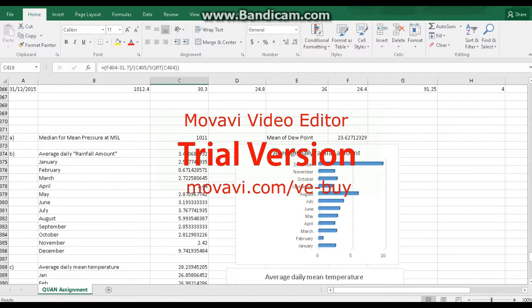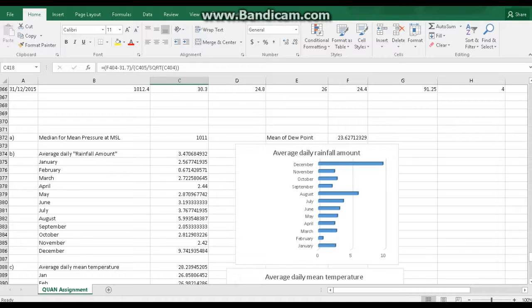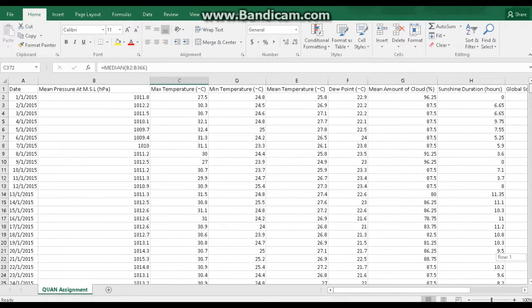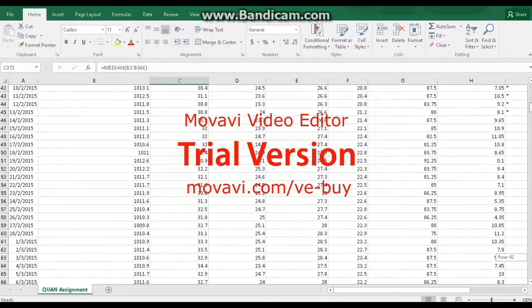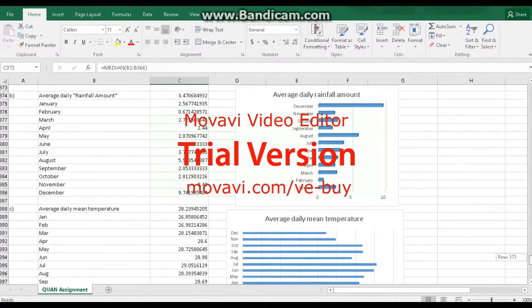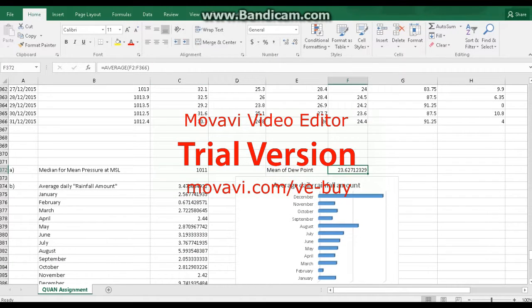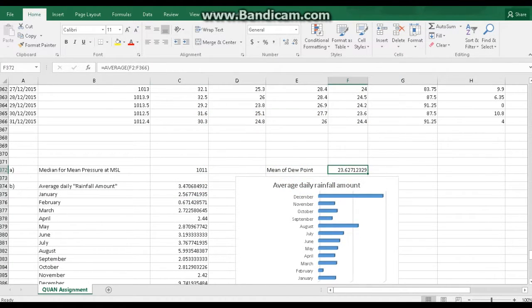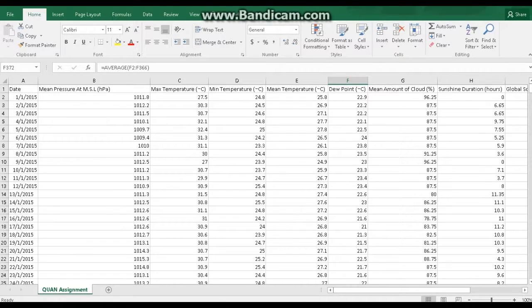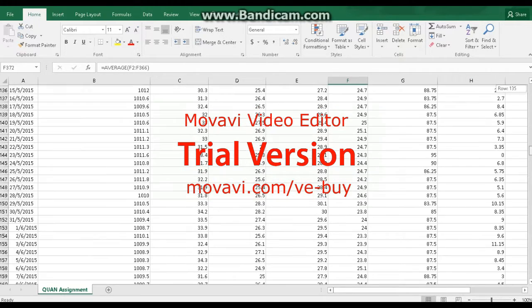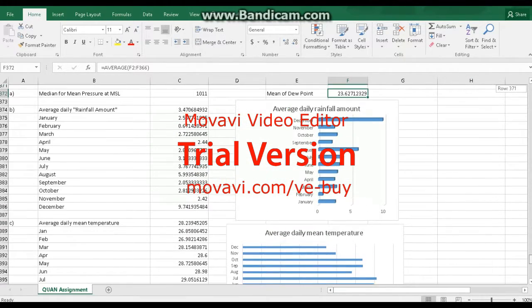Firstly, I had to calculate the median for mean pressure. I did this by using equals median and finding the column, B2 to B366, the whole thing, and that's it. For the mean of dew point, I had to use equals average and find the column for dew point, which was column F, and did the same thing, equals average F2 to F366, the data of the whole column.